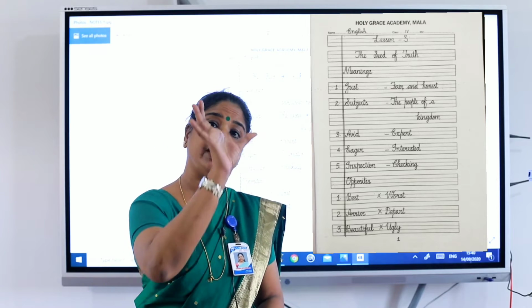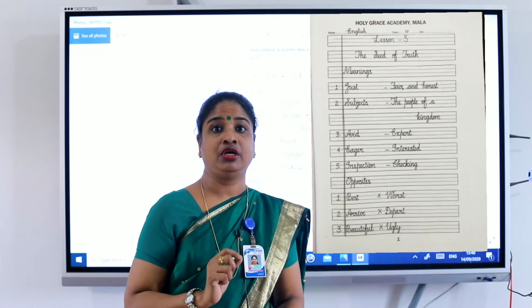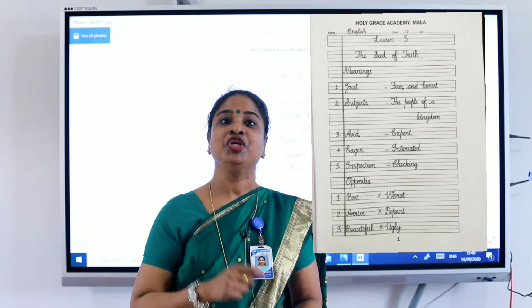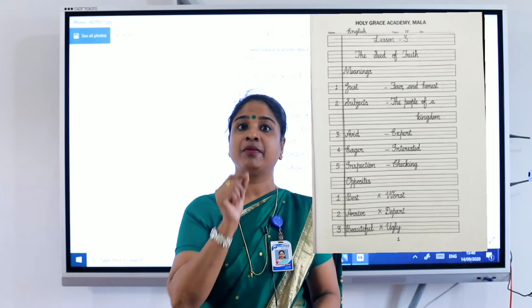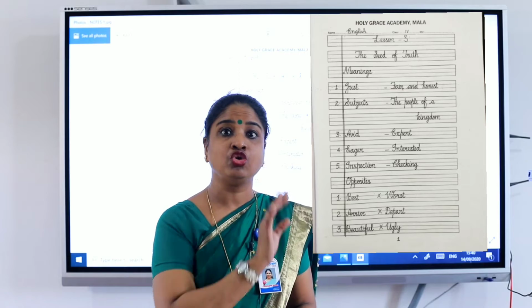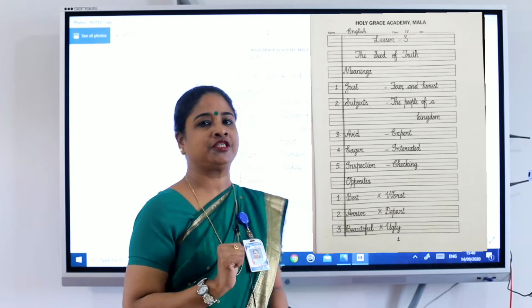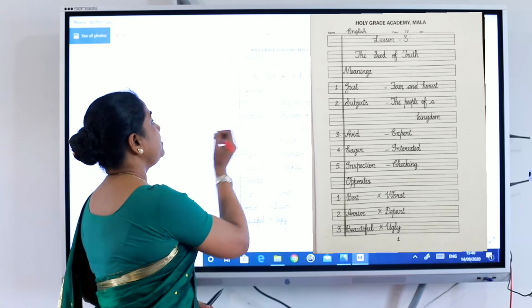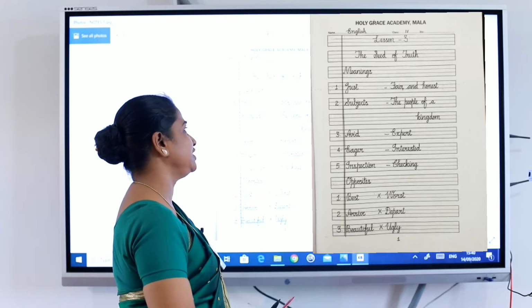Now remember, before you start writing these notes in your notebook, the first thing that you will do is take your index page and complete your index page. In the index page you will have the serial number, the name of the chapter, the page numbers and the date. So you must fill it up. After that you can start writing your notes. So let's move to the second one, the meaning of subjects: the people of a kingdom.